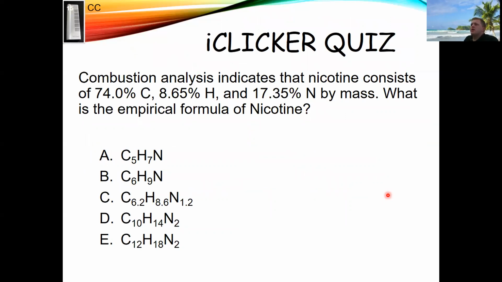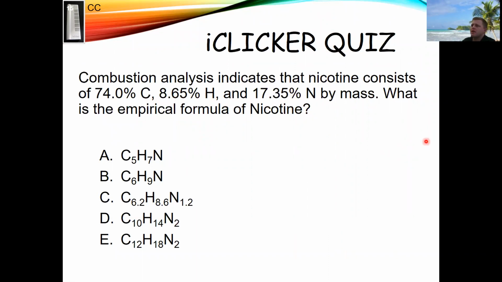Here I'm showing combustion analysis. In this problem, we have combustion analysis indicating that nicotine consists of 74% carbon, 8.65% hydrogen, and 17.35% nitrogen by mass. What is the empirical formula of nicotine? So if you want to pause the video now and try and solve that yourself, go ahead. Now I will go through it.